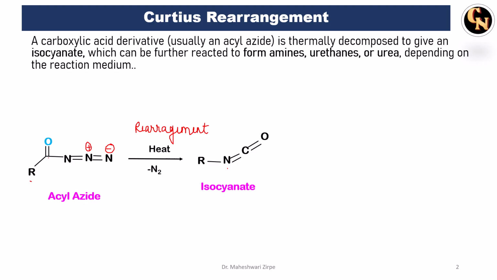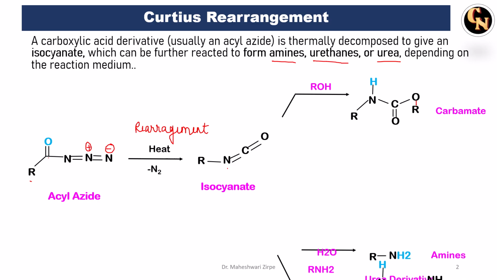This isocyanate is an intermediate which can be further converted into amines, urethanes or urea depending on the reaction medium. So let us see. If the isocyanate reacts with alcohol, that is ROH, it gets converted into a carbamate, that is RNH C double bond O OR. So this is your carbamate.